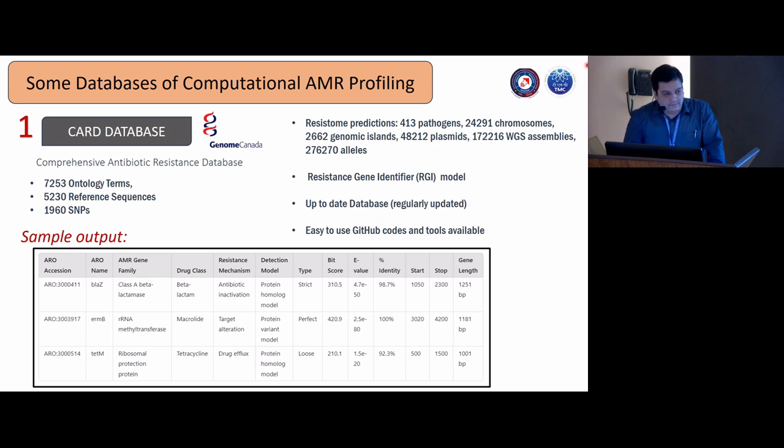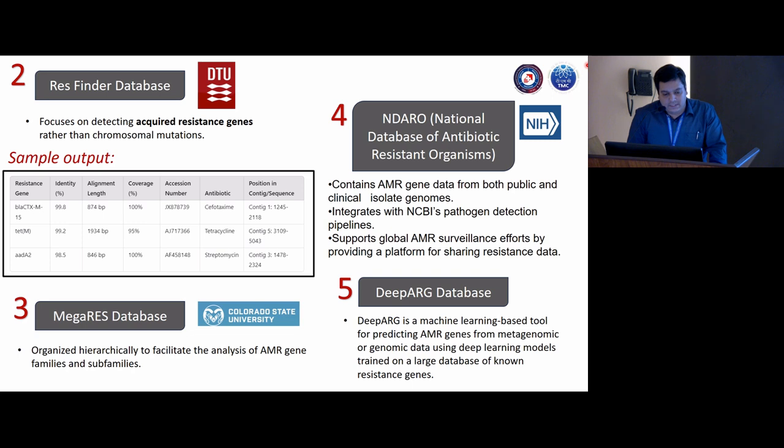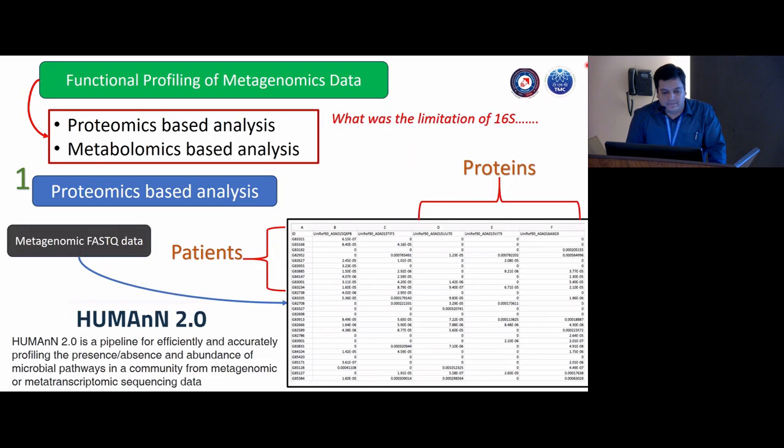Almost every week there is an update of which species has what kind of strains, and labs around the world who are working in bacterial genomics update those databases regularly, so you know which antibiotic resistance is prominent. There are more, by Denmark like ResFinder, Colorado State University, and by NIH also, but like I said, the CARD database is the top choice for most people.